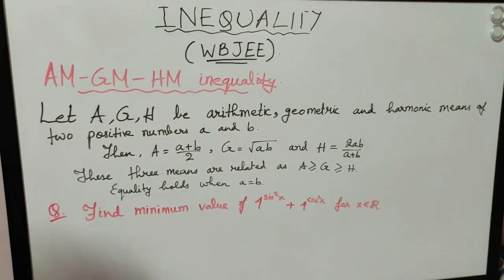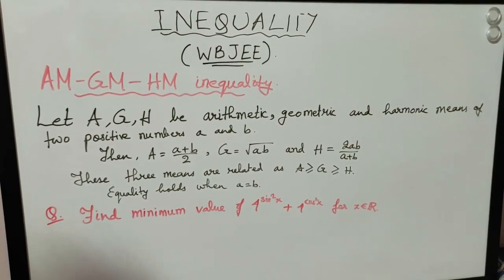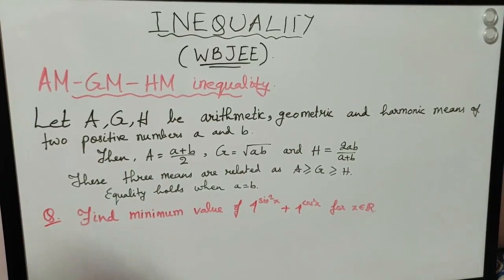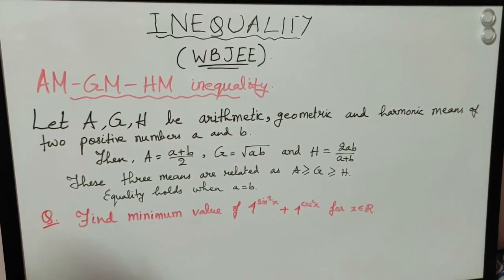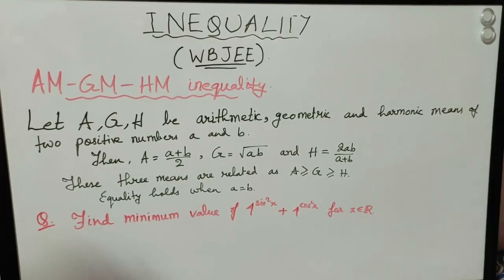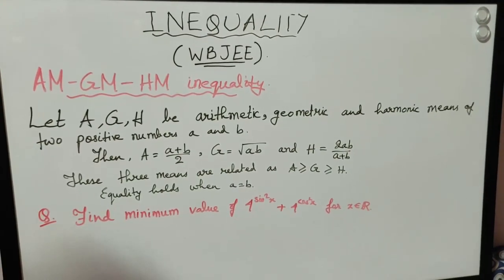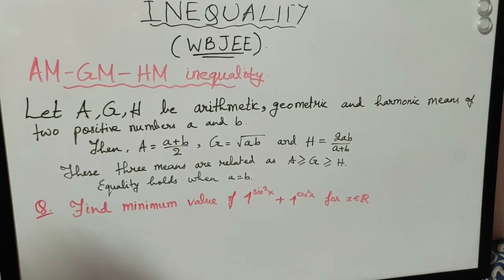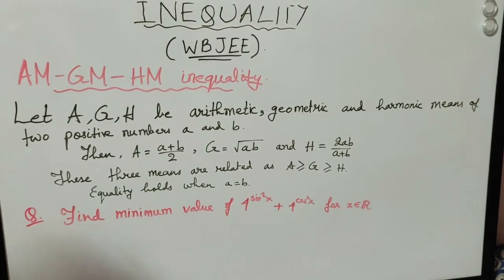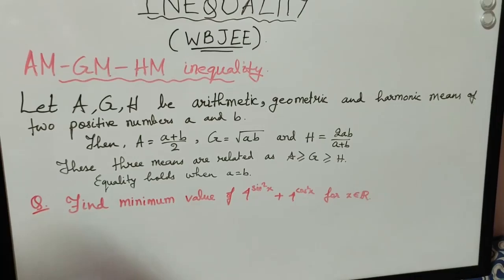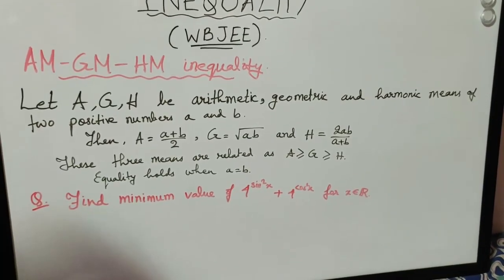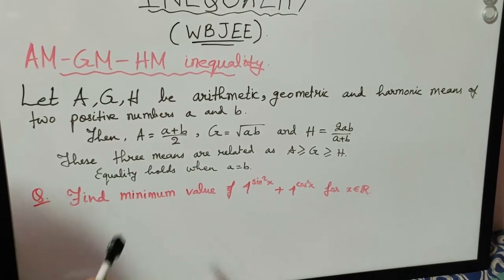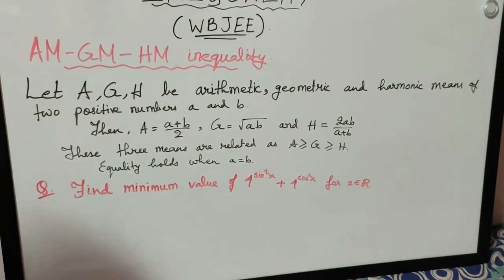So let's start. I hope you all know what the AM-GM-HM inequality is. If A is the arithmetic mean, G is the geometric mean, and H is the harmonic mean of two positive numbers a and b, then the three means are related by AM ≥ GM ≥ HM, and equality holds when the two positive numbers a and b are equal.